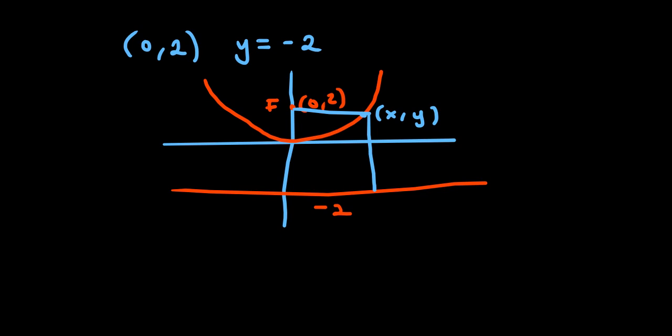So I will move from the focus till I reach my point there, and I'll consider these to be x1 and y1, and this to be x2 and y2, like that. Then I'll move from the directrix to that point on the parabola. Okay, so first let us write the first one.